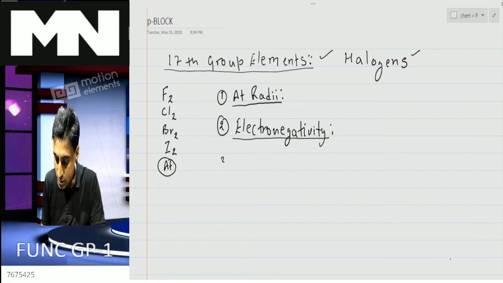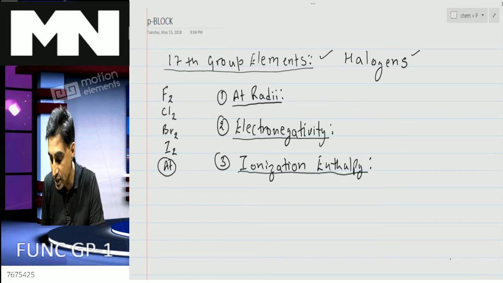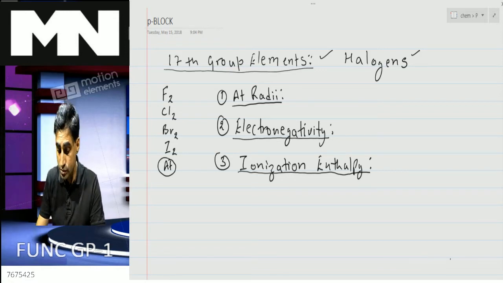Next comes their ionization enthalpy. They do not have a tendency of getting ionized easily. So we have a very high positive value of ionization enthalpy. We need to apply a lot of energy in order to take out an electron from them.